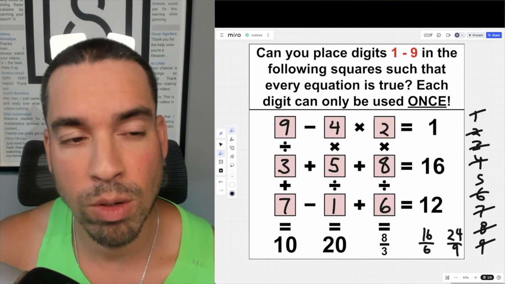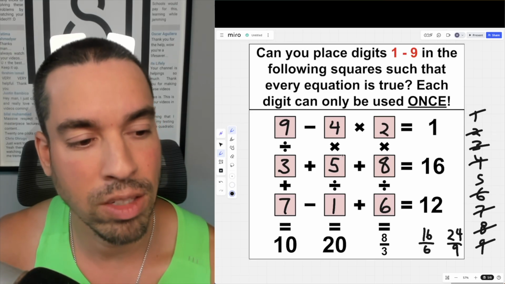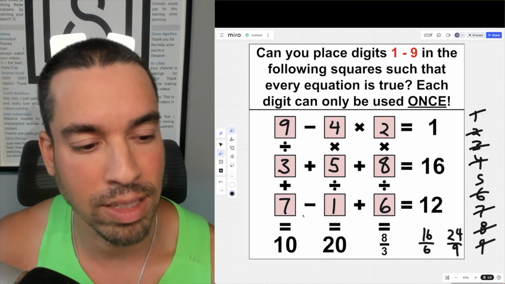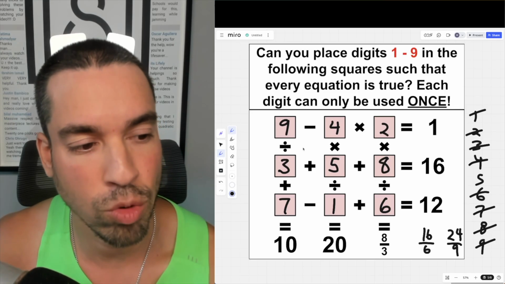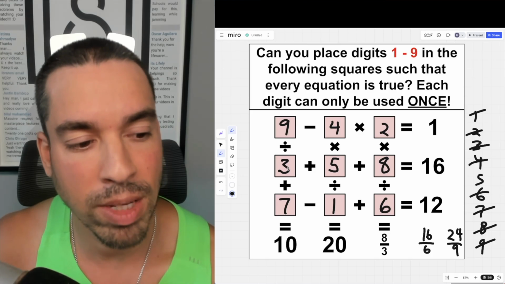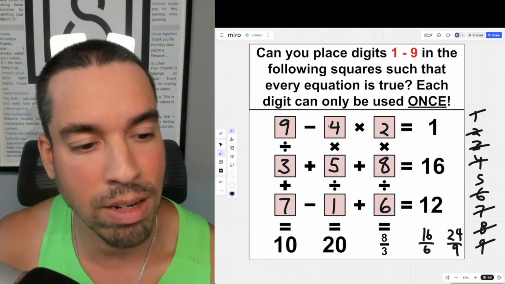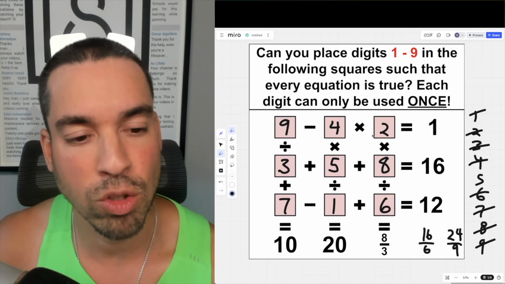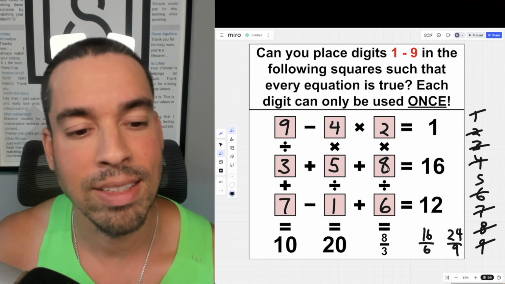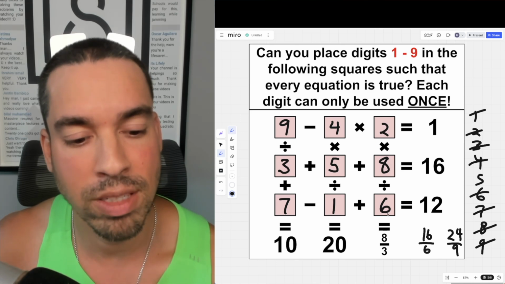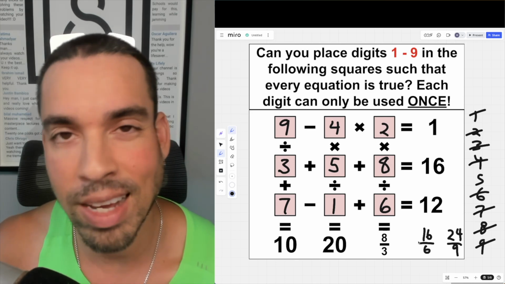Now let's verify everything one more time. 9 minus 8 is 1, 3 plus 5 plus 8 is 16, 7 minus 1 is 6 plus 6 is 12. Going top to bottom, 9 divided by 3 is 3 plus 7 is 10, 4 times 5 is 20 divided by 1 is 20, and 2 times 8 is 16/6, which reduces to 8/3. That's how you do it.